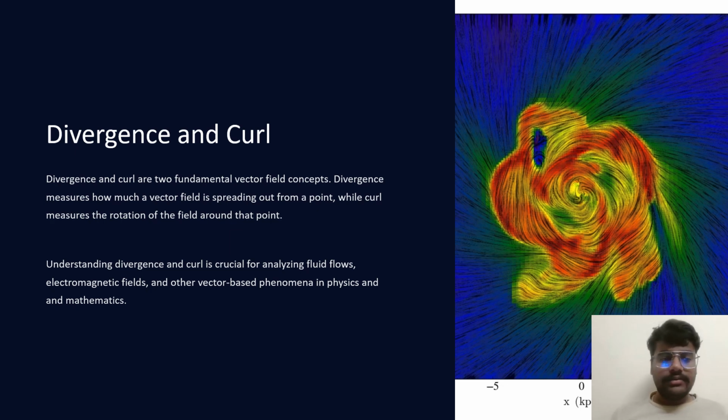Divergence and curl. Divergence and curl are the two fundamental vector field concepts. Divergence measures how much a vector field is spreading out from a point, while curl measures the rotation of the field around that point. Understanding divergence and curl is crucial for analyzing fluid flows, electromagnetic fields, and other vector-based phenomena in physics and mathematics.